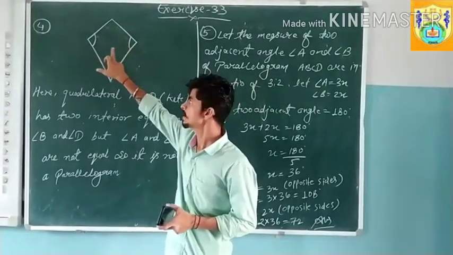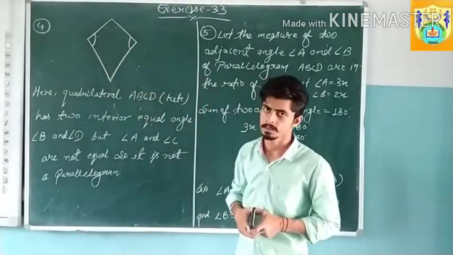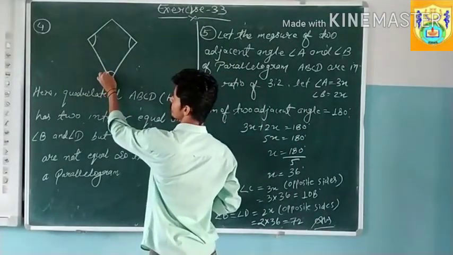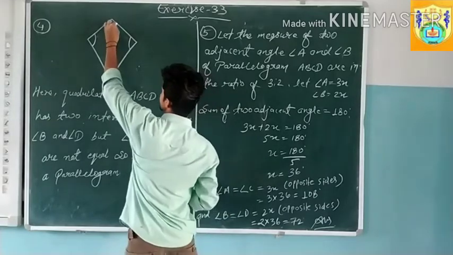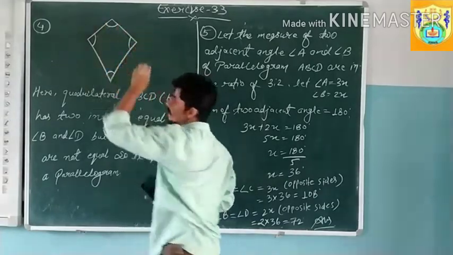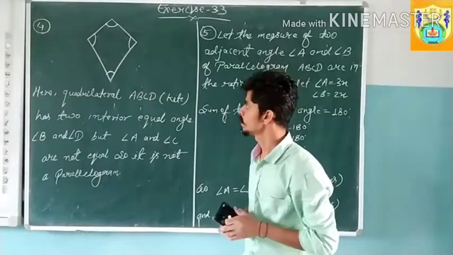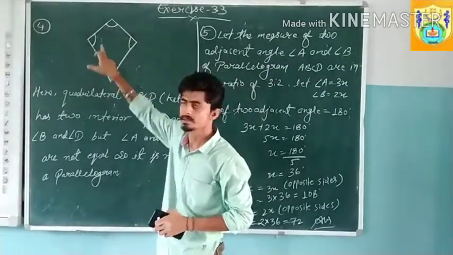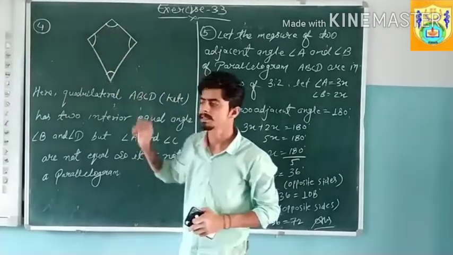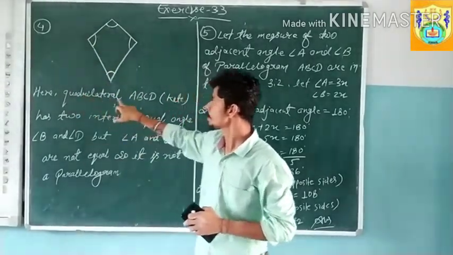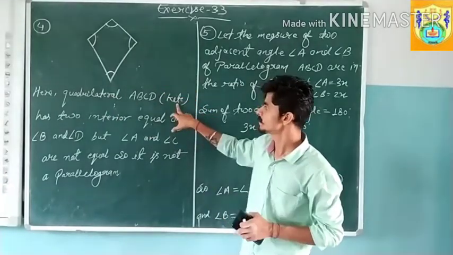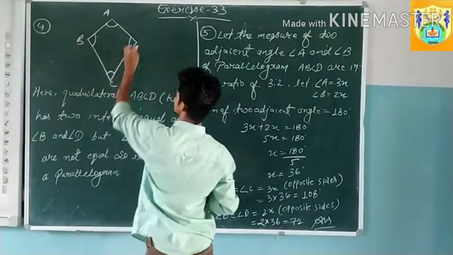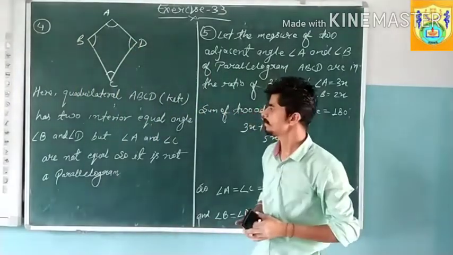As you can see here, these two angles are equal in measurement, but the area covered by this angle and the area covered by that angle are different in measurement. That means these two angles are equal in measurement, but these other two angles are not equal. So here quadrilateral ABCD is a kite, and you can give the name A, B, C, D.